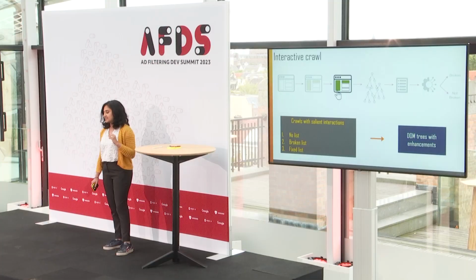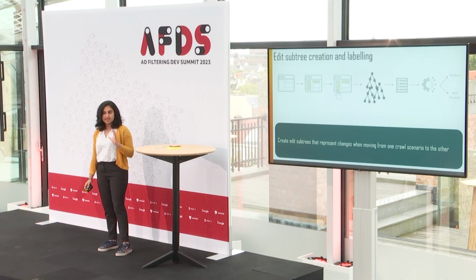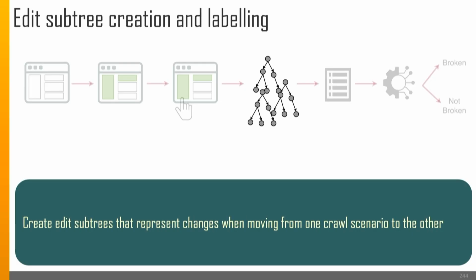And then this results in trees that we have, and these trees consist of the DOM nodes as well as enhancements such as the requests that are sent during the loading of the page, some of the errors that are generated, and so on. So once we build these enhanced DOM trees, what we do is we create edit subtrees, and those are basically the differences in the trees that occur when we move from one crawl to another.